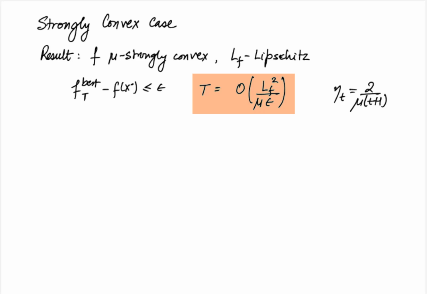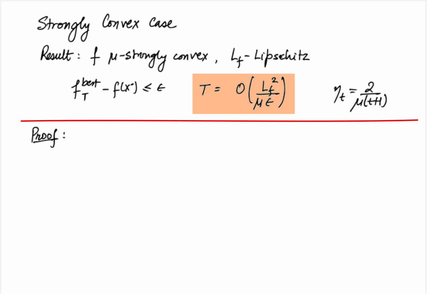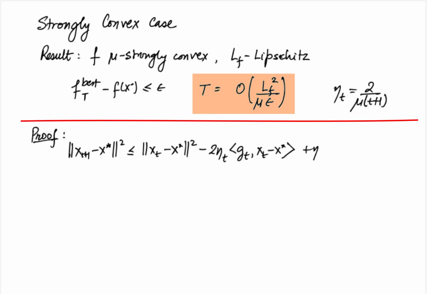The interesting thing to notice here is that the rate is much worse than the linear convergence rate we have obtained for PGD, but the proof will be somewhat similar to that of the Frank-Wolfe algorithm for convex case. So the proof starts in the same way. Using the non-expansiveness of the projection operator, we have that norm square of xt plus 1 minus x star is less than or equal to norm square of xt minus x star minus 2 eta t inner product of xt minus x star comma gt plus eta t square norm square of gt.